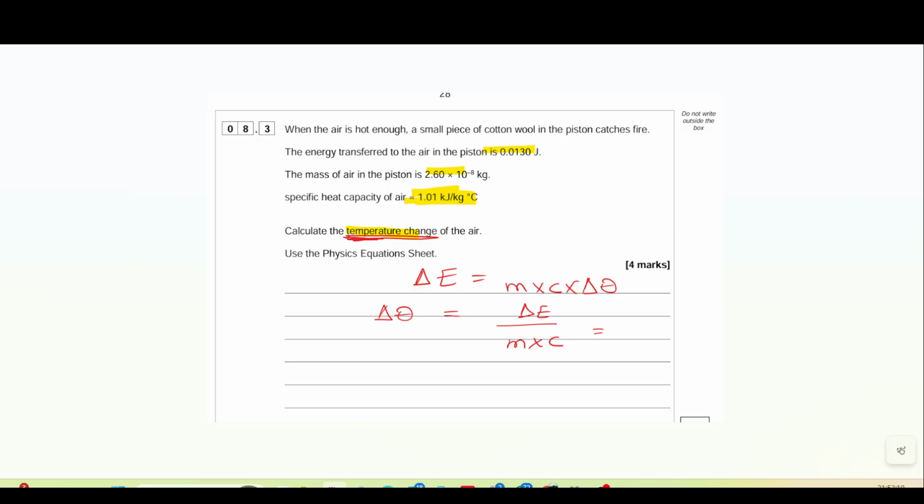Before plugging in values, check the units. Are they the same or do we need any conversion? Energy is in joules here, but specific heat capacity is in kilojoules. Exactly. So let's convert it into joules. What do you need to do here?